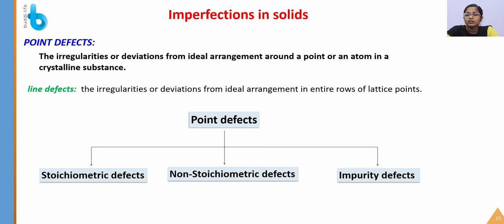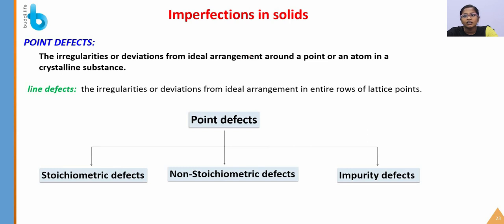Okay. So next is the imperfections in solids. The imperfections in solids mean there is a distortion or deviation in the arrangement of atoms. These imperfections in solids are classified into 2 types, point defects and line defects. So what is a point defect? The irregularities or deviation from the ideal arrangement around a point or an atom in a crystalline substance. So this is known as a point defect. So it is going to be a deviation at a particular point.